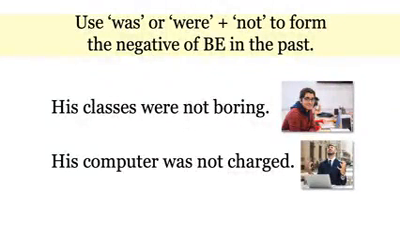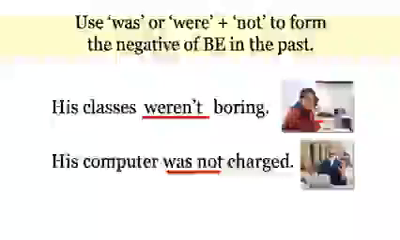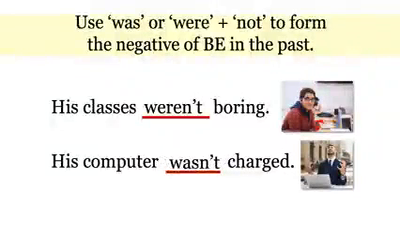Use was or were plus not to form the negative of be in the past. His classes were not boring. His computer was not charged. Were not and was not change to weren't and wasn't when we make the contractions.